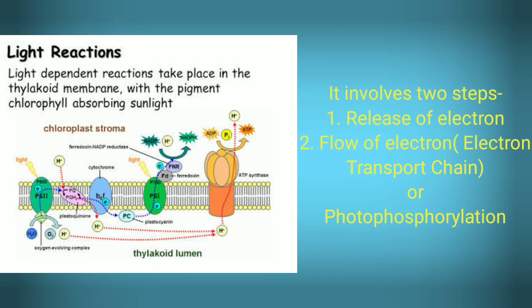So the light reaction involves two steps. The first step is called the release of electron. The reaction begins with the absorption of light particles, called photons, on PS1 and PS2, that is, photosystem 1 and photosystem 2, located in the thylakoid membrane.